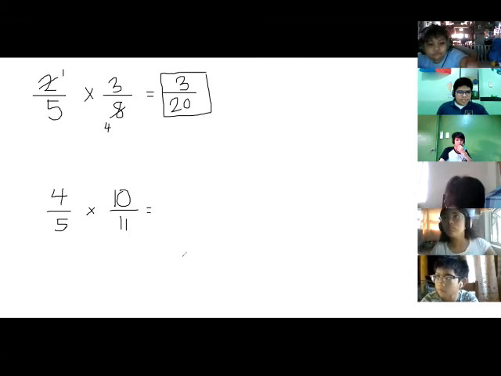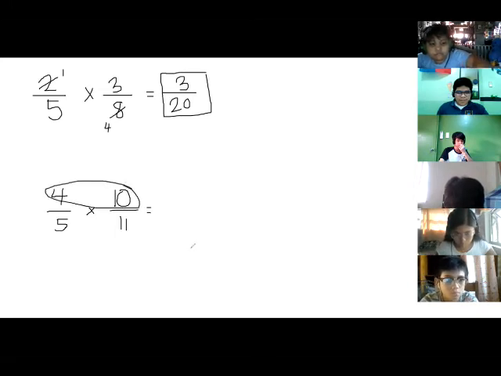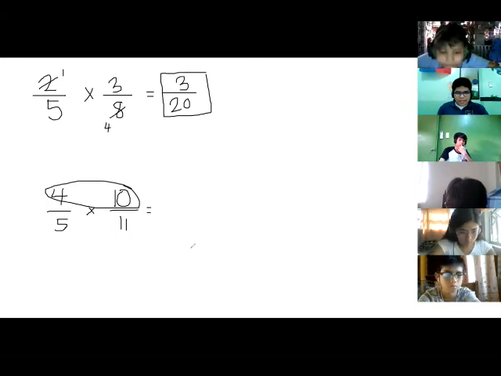Let's try to look at the second example. So meron tayong 4 and 10. They have common factors, di ba? Ang common factor nila ang 2. Tama, 2. 4 divided by 2 is 2. 10 divided by 2 is 5. Pero ang tanong, pwede ba natin siya i-cancel?